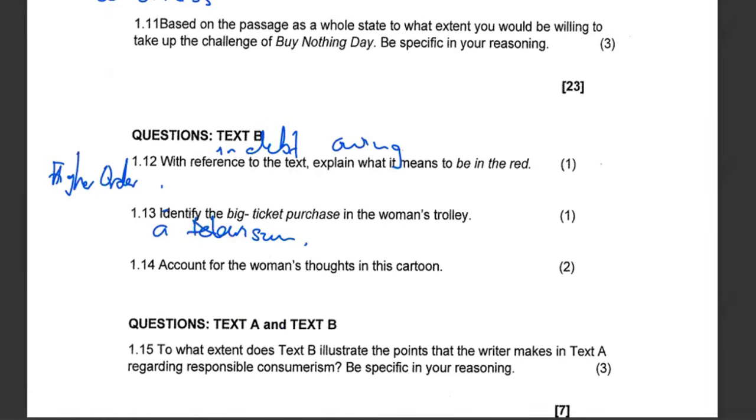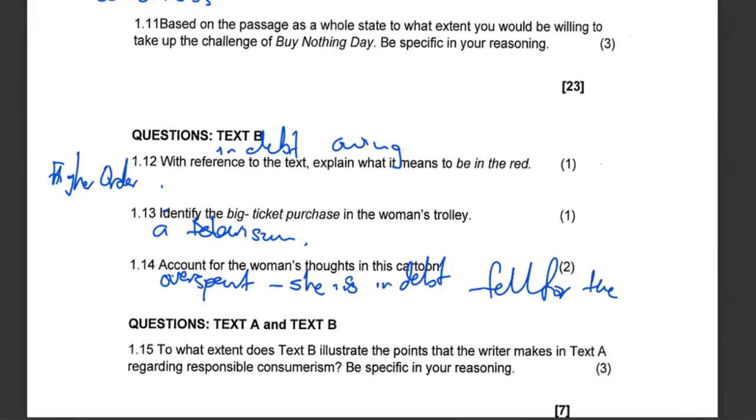1.14 says, account for the woman's thoughts in this cartoon. Maybe they should call it In the Red Friday. I believe one of the reasons why she would think this way is that looking at a cut, she has overspent. So if she has overspent, it means that she is in debt now. And as a result, she fell for the Black Friday trap due to the pressure.